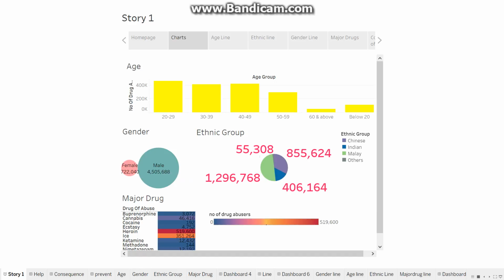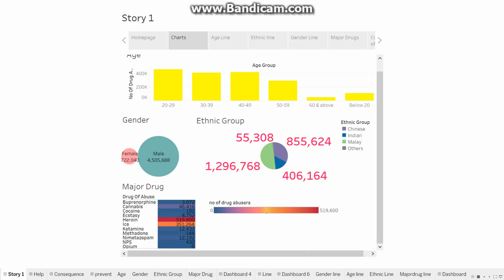Next, we will move on to the ethnic group, and from here you can see there are five different colors, and each color represents a different ethnic group. The green one represents the Malays, the blue one represents the Indians, the purple one represents the Chinese, and lastly the gray one represents the others. From this pie chart we can see that the ethnic group Malay took up almost half of the pie chart, and it has a total number of drug abuse of 1.2 million, and the Chinese take up 855,000 of the total number of drug abuse.